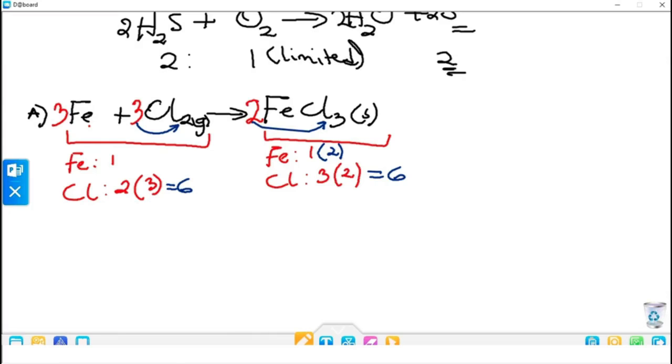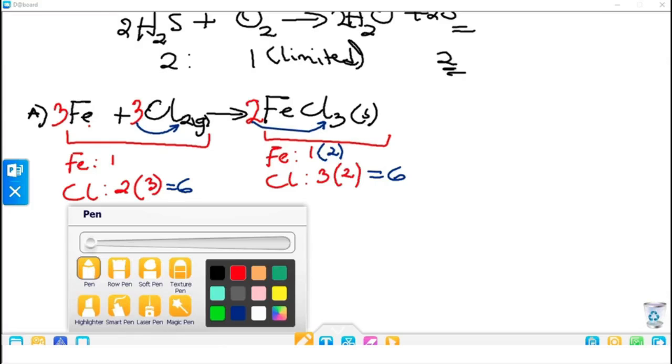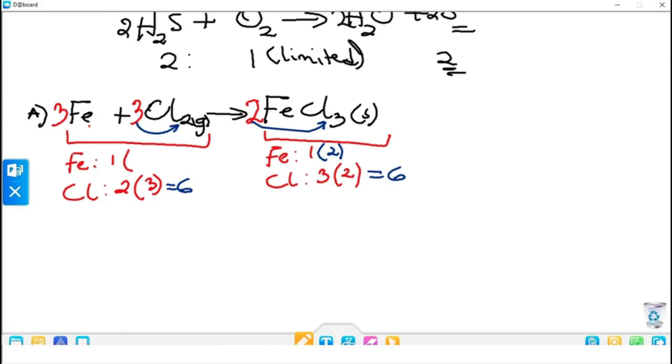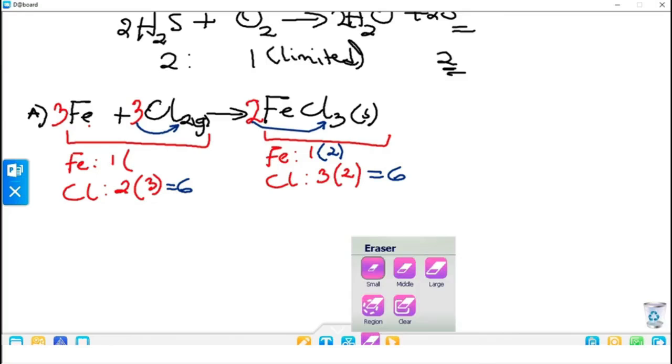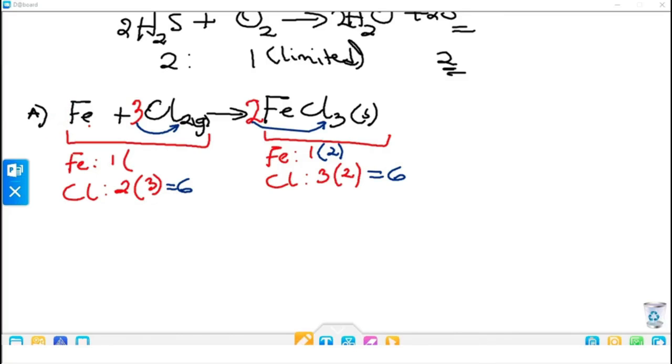So with this, we have seen that all species are now balanced. This ought to be 2 and not 3. So we have 2 in front of iron. Iron is balanced, left and right. Chlorine is balanced, left and right. So this is how equations are balanced.